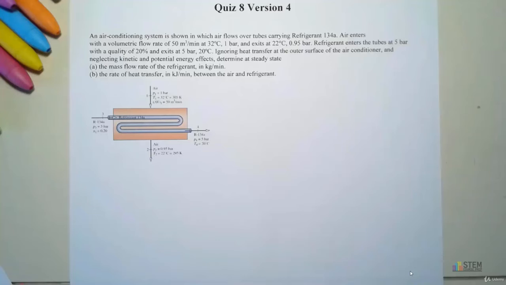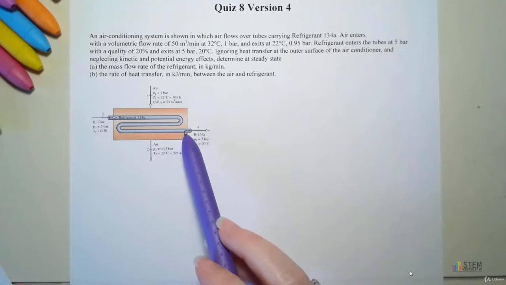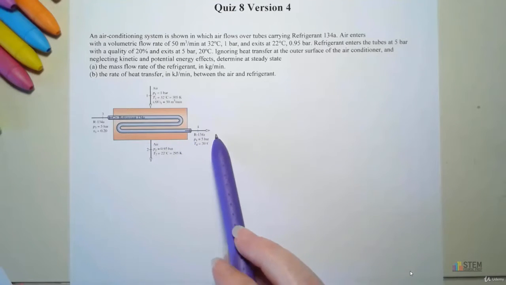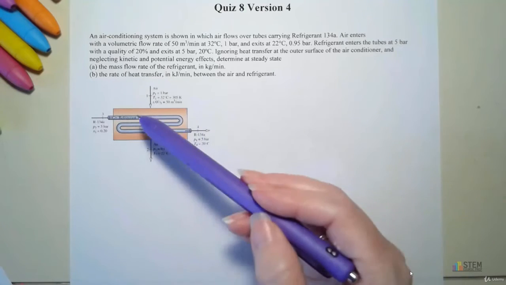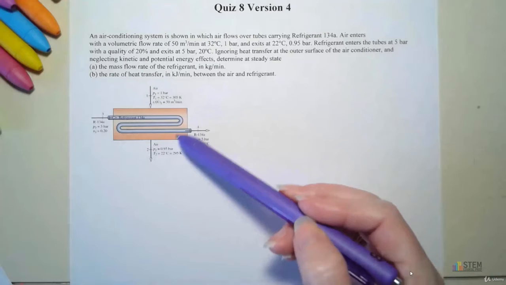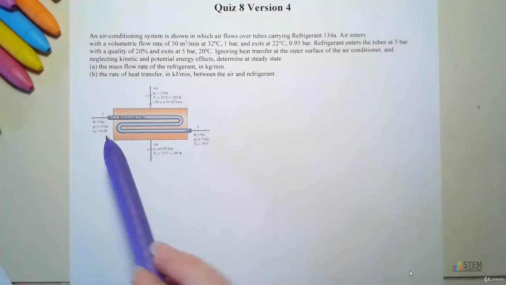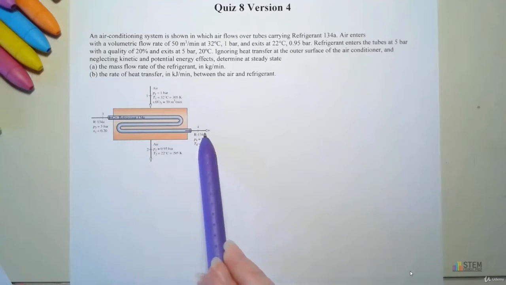In this one, we've got a heat exchanger type problem. It says it's an air conditioning system that's shown. We've got air that's flowing over tubes carrying the refrigerant 134A, which is basically Freon. So you'll see here we show the air coming in. That's the little orange area. And then we've got the refrigerant going through these tubes.